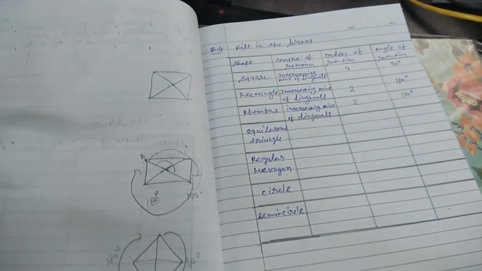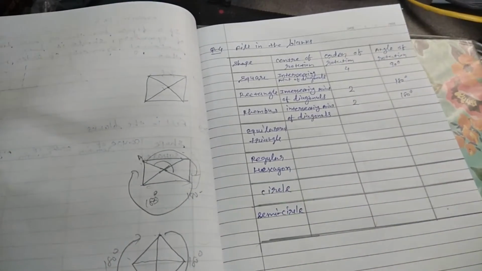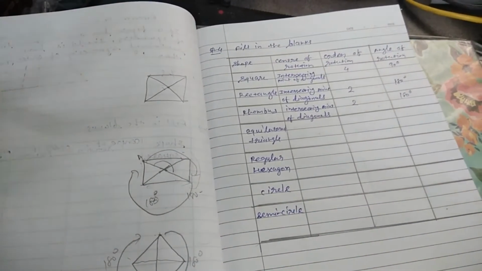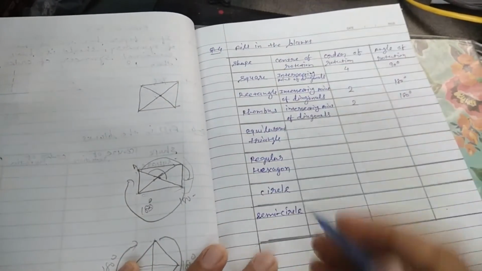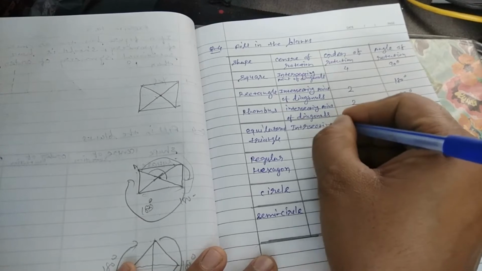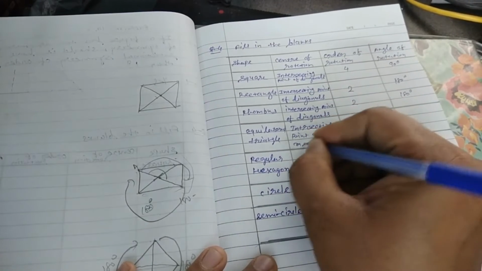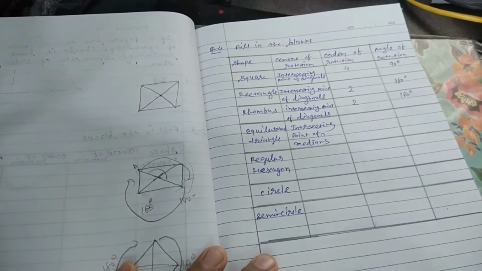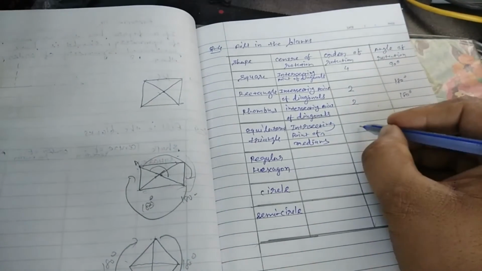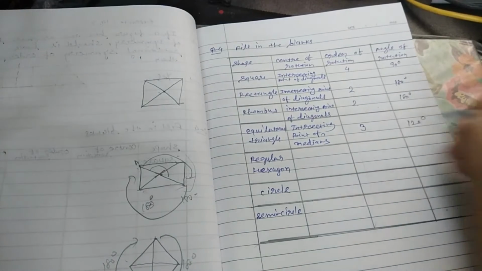The angle of rotation is 180, and the center of rotation is the intersecting point of diagonals. Next, equilateral triangle. In an equilateral triangle there is no diagonal but there are medians. So the center of rotation is the intersecting point of medians. Order of rotation, as we already know, is 3, and the angle of rotation is 120.